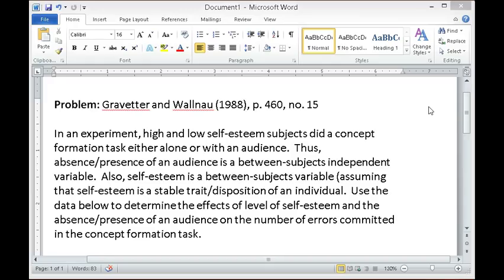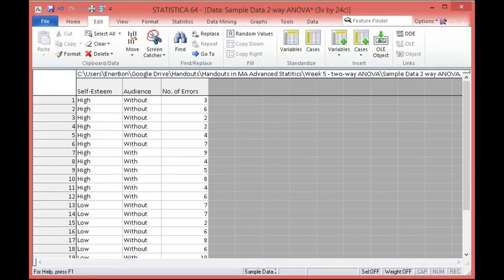So let's go to our data. So these are our variables. The number of errors essentially is our dependent variable, and our two independent variables are self-esteem and audience. And among these two independent variables, I am conceptualizing audience as the moderator, or the one which is theorized to have an effect on the relationship between self-esteem and the performance as measured by the number of errors.